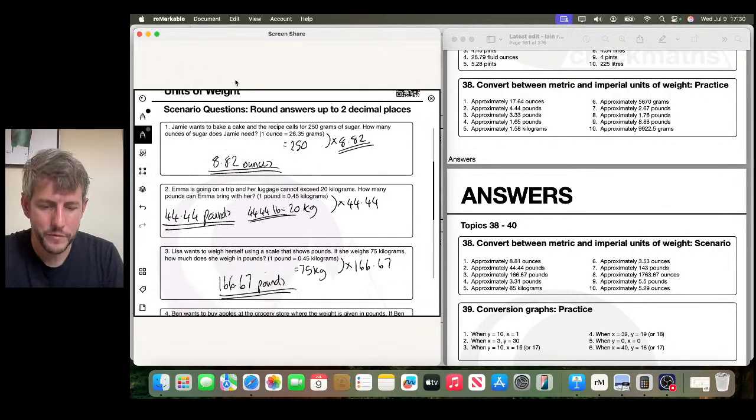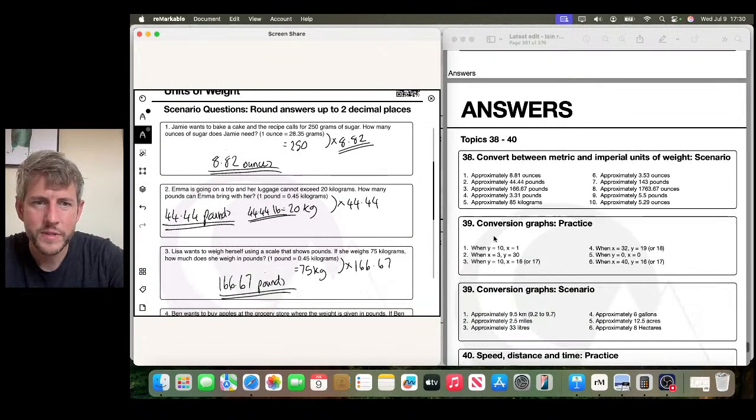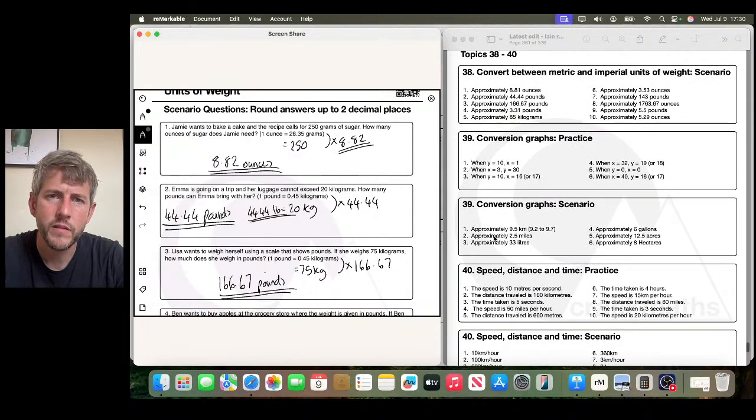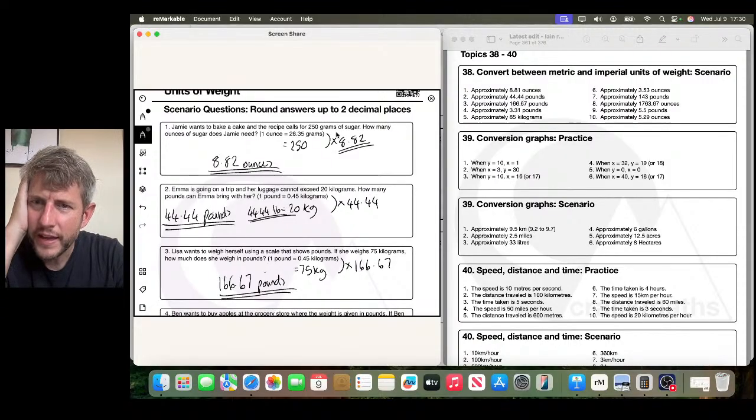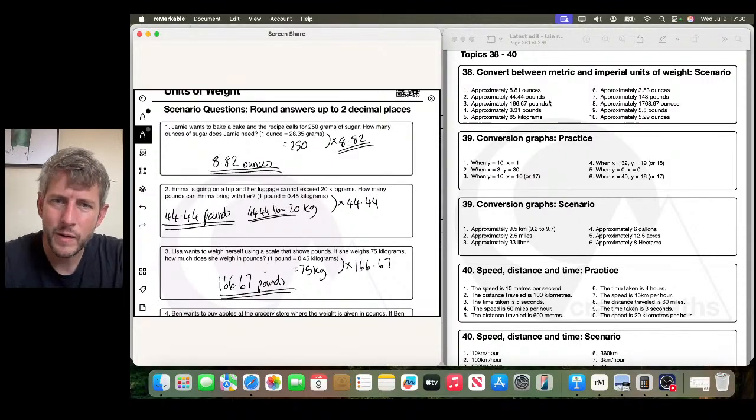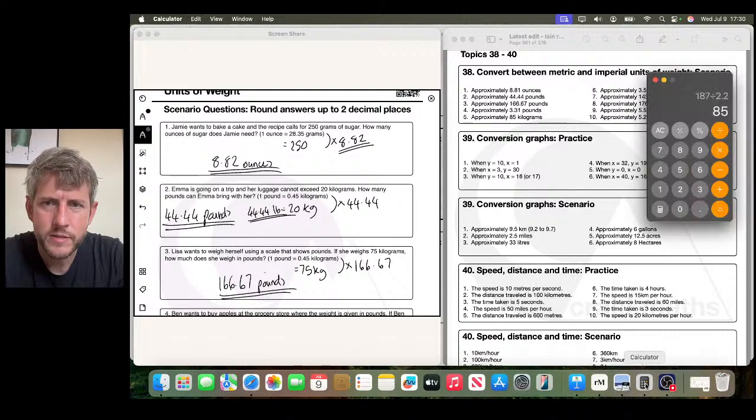Right, so here we go. We've got here question 1. Oh, we're up to this bit now, aren't we? Scenario. 8. Did I round that incorrectly? Or have I just been getting my rounding wrong? Right, one second. Let's just double check that.